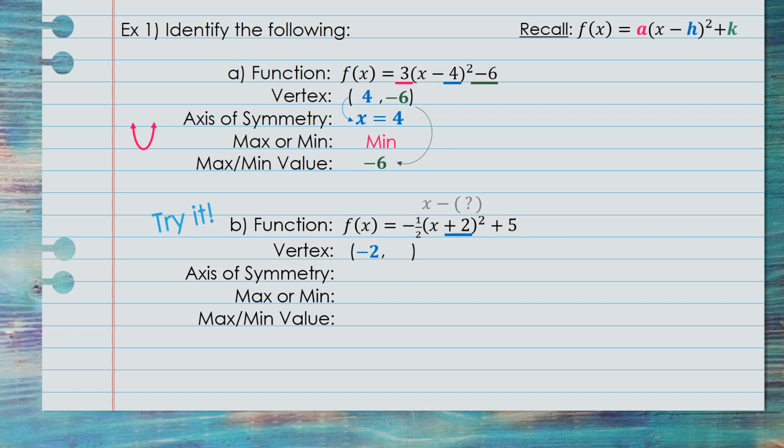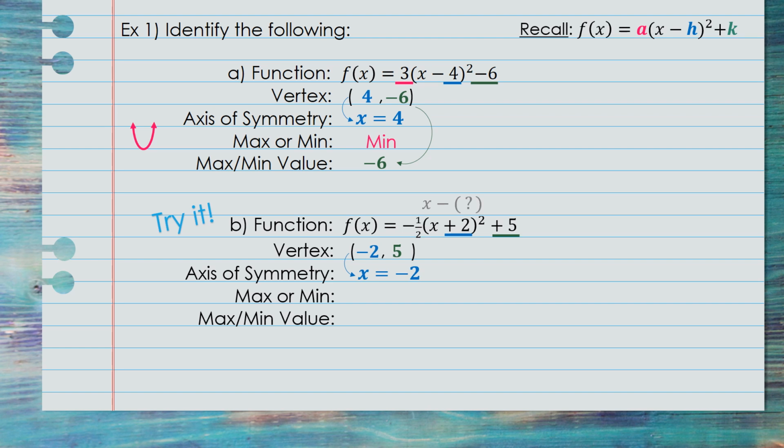Next, we need to find our k value. K happens outside the function, which we see is +5. So our k value will be 5. Next is our axis of symmetry. Axis of symmetry is always of the form x equals, and it's the h value from our vertex. Since we do know our h value, we know our axis of symmetry. It too will be x equals -2.